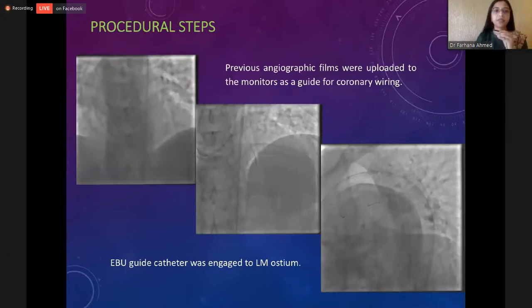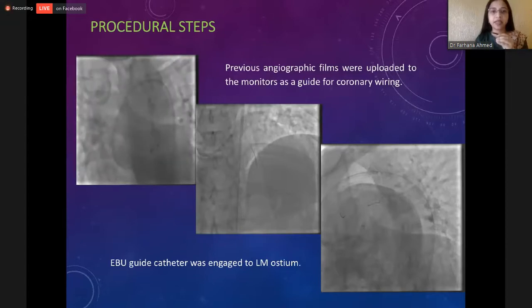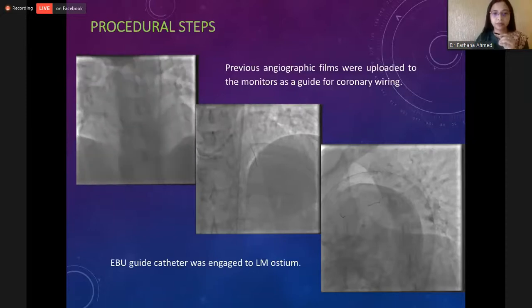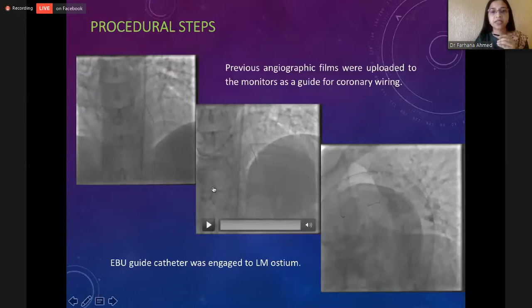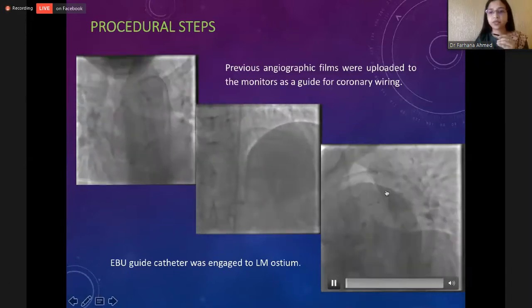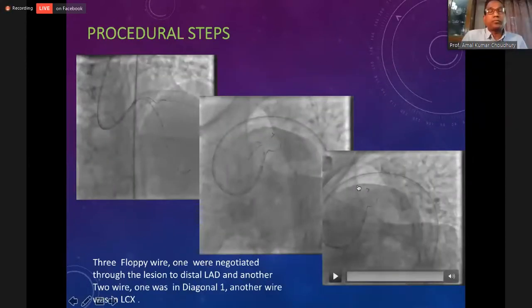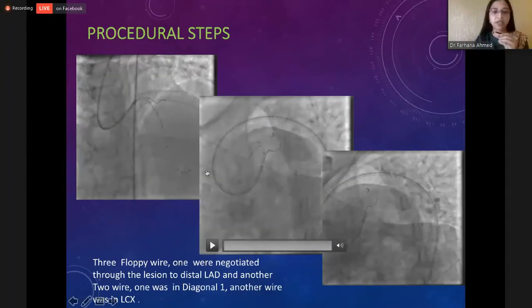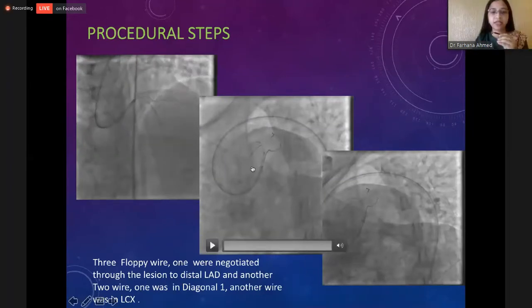For further confirmation, you can push 10 to 20 ml of normal saline, which can give a temporal change in ECG and confirm your engagement in the left main ostium. And wiring was done in LAD without contrast. 3 floppy wires: 1 wire was negotiated through the lesion to the distal LAD, another 2 wires, 1 in the diagonal, another in the LCX.